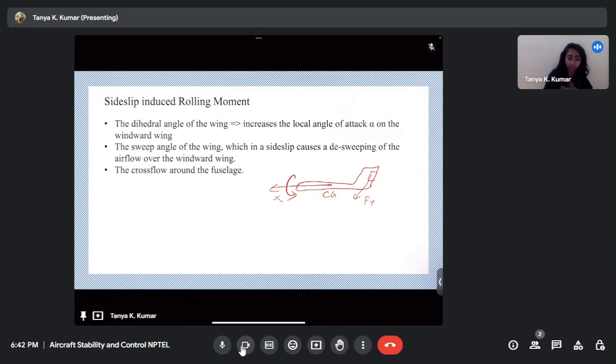I think I have an image for this. We'll just get back to that. This is what we just saw, the location of the vertical tail in relation to the location of the center of gravity. That is what we had discussed initially. Now cross flow around the fuselage.